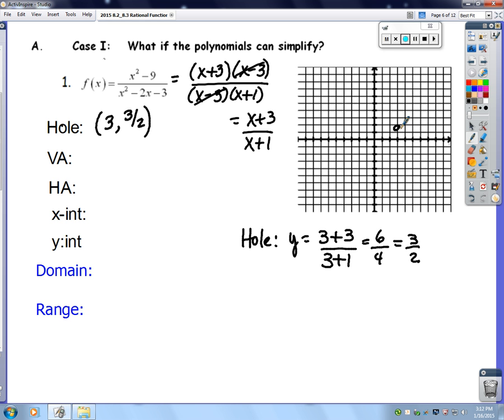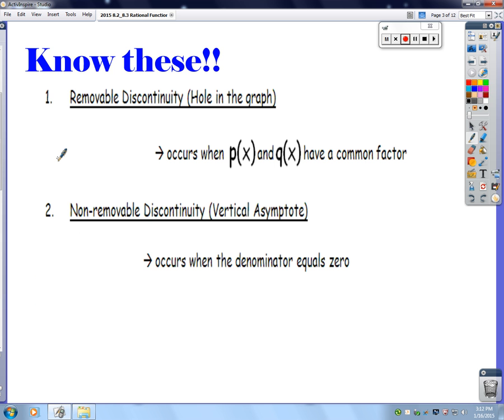Alright, now let's go down our list here. We're going to look at our vertical asymptotes. Okay, so let's look at the definition. A vertical asymptote is a non-removable discontinuity. It occurs when the denominator equals 0. So our vertical asymptotes are what makes the denominator 0. Once you've removed the common factor, you can't be a hole and a vertical asymptote. You're either one or the other. Common factors are holes, zeros of the denominator are vertical asymptotes, which are non-removable discontinuities.